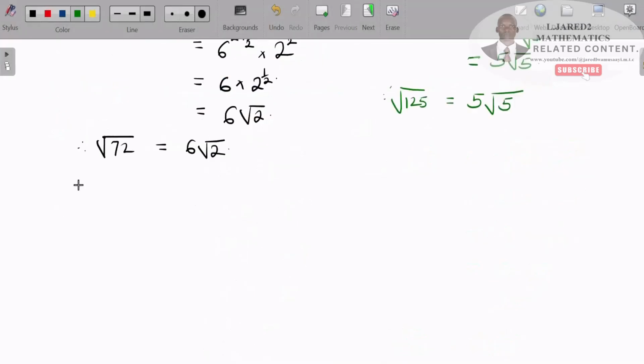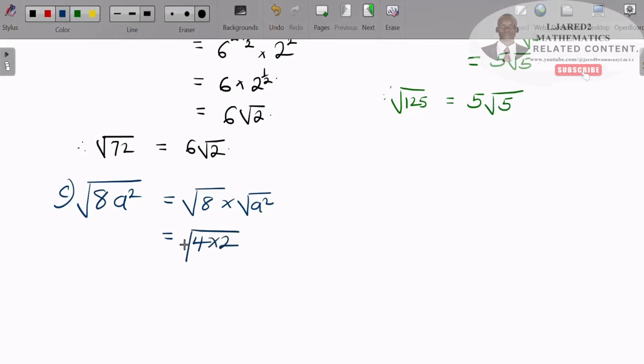We can have part C. Still, we have to change this to a mixed surd. So we have the square root of 8a squared. This is the same as having the square root of 8 multiplied by the square root of a squared. So some two factors: we have 4 multiplied by 2, but the whole of it is under the square root, multiplied by the square root of a squared. This is the same as, so we can distribute the square root, the same as having the square root of 4 multiplied by the square root of 2 times the square root of a squared, which is the same as having a.